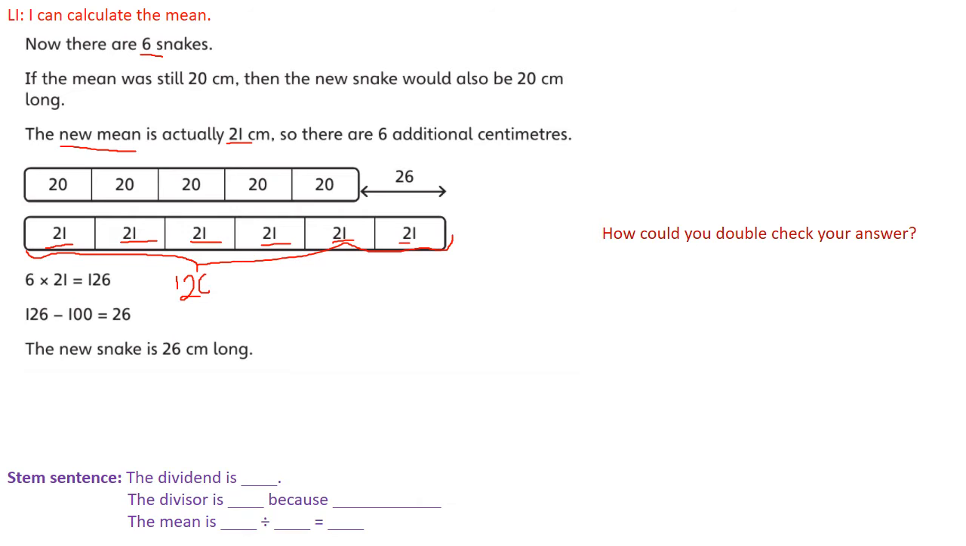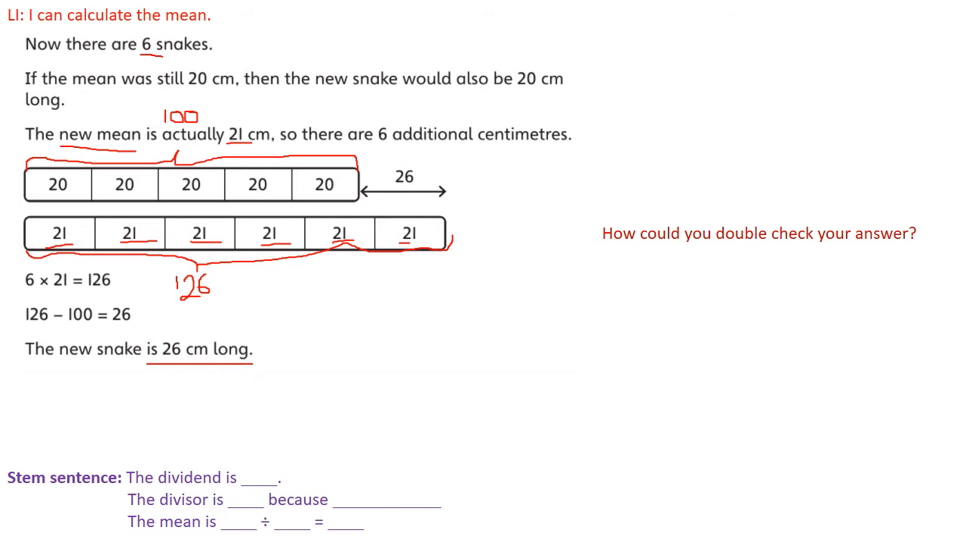126. Now we've already worked out the total length of the 5 snakes. You've already done that bit. 5 times 20 was 100. So the length of our extra snake must be the difference between 126 and 100. So 126 take away 100 equals 26 centimetres. So the new snake is 26 centimetres long.